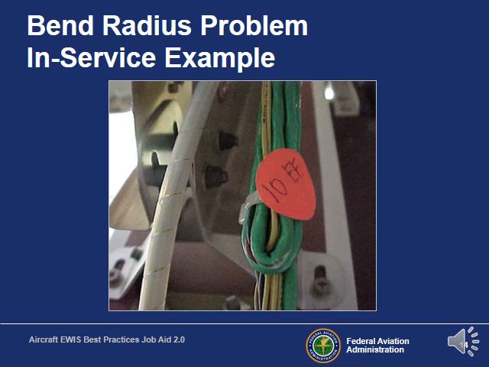Here's an example of bend radius problems. Notice how big this wire is, and then how small the bend radius is. It's basically folded in half. You want to prevent this type of bend because it could cause breakage right here.